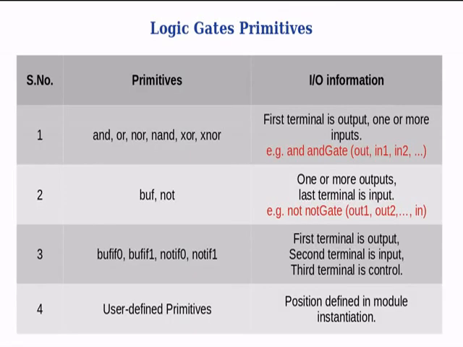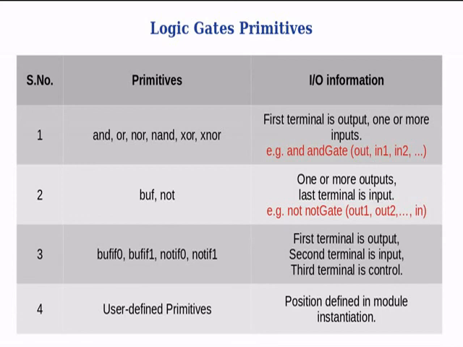The following gates are defined in Verilog HDL. In the first row, logic gates are described. These gates have at least 2 inputs and a single output, and the example shows how an AND gate is described. The first terminal is the output and the rest of the terminals are inputs. These variables are separated by commas.